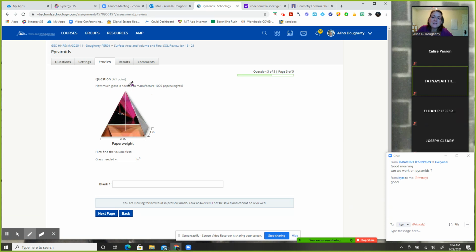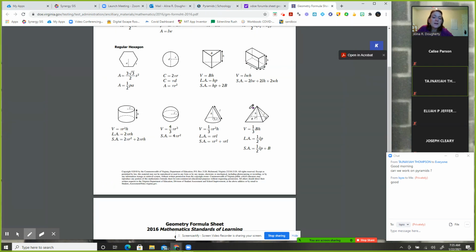How much glass is needed to manufacture 1,000 paperweights? So when I'm looking for the glass to make that, and it is solid, do I want the volume, the lateral area, or the surface area? So lateral area is a good guess. If I was going to cover or paint the sides, that's what lateral area would be.